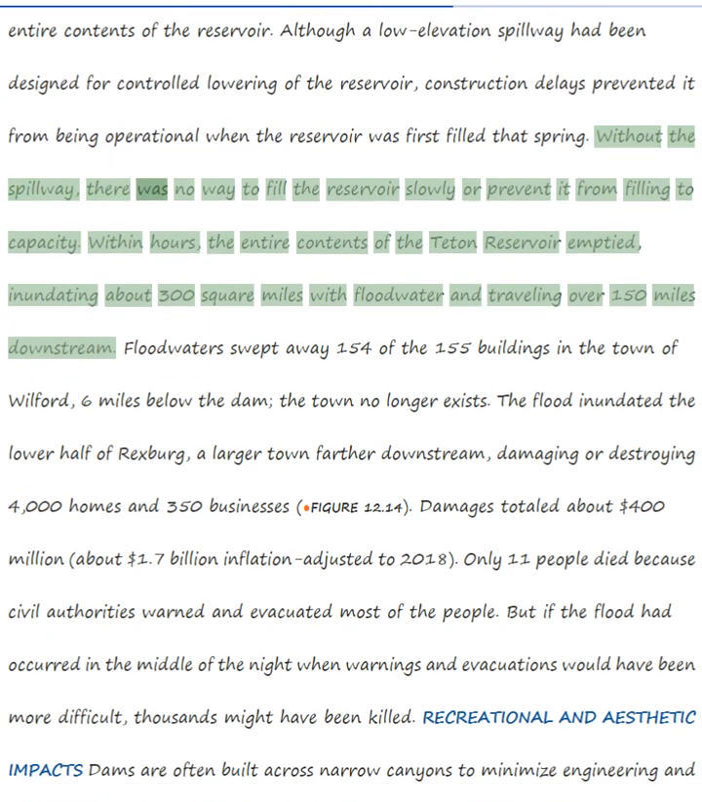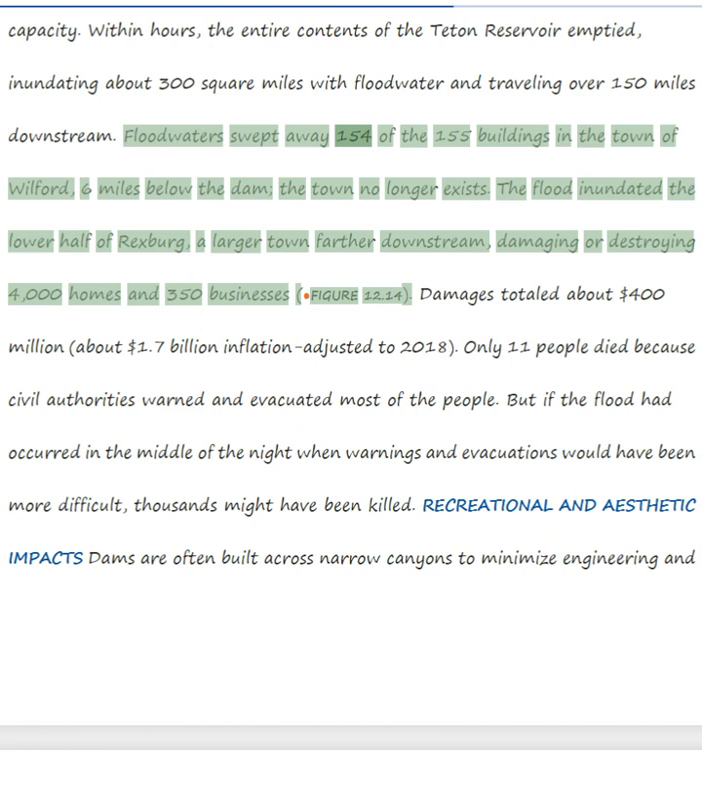Without the spillway, there was no way to fill the reservoir slowly or prevent it from filling to capacity. Within hours, the entire contents of the Teton Reservoir emptied, inundating about 300 square miles with floodwater and traveling over 150 miles downstream. Floodwaters swept away 154 of the 155 buildings in the town of Wilford, 6 miles below the dam. The town no longer exists.